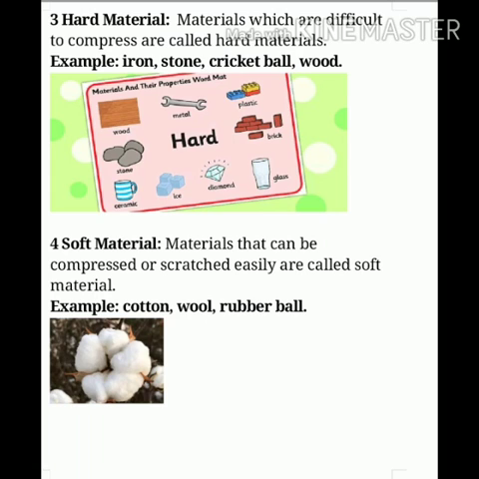The second type is soft material. Materials that can be compressed or scratched easily are called soft materials. Soft material can be compressed easily. For example, cotton, wool, rubber ball.